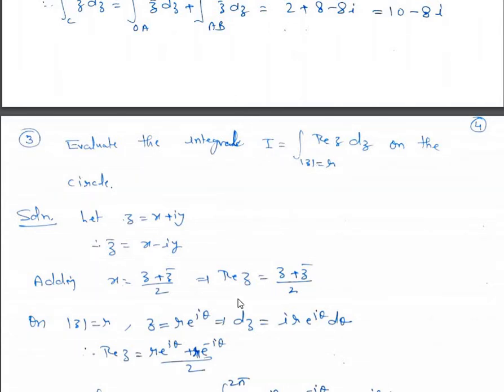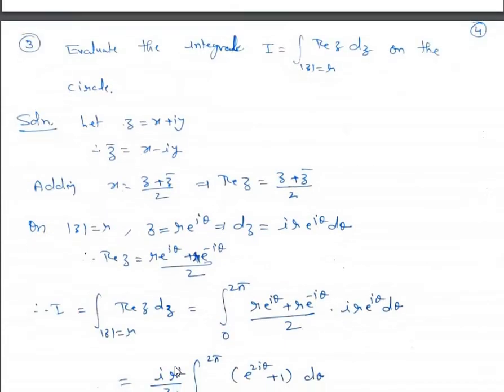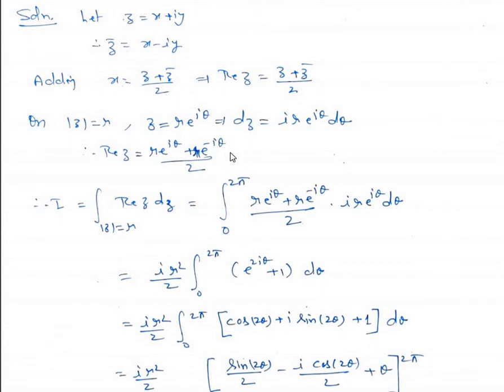So let's convert into terms of r and theta. On mod z is equal to r, we have z is equal to r e to the power i theta. So dz is i r e to the power i theta d theta, and z bar is r e to the power minus i theta. So the real part of z is r e to the power i theta plus r e to the power minus i theta upon 2.